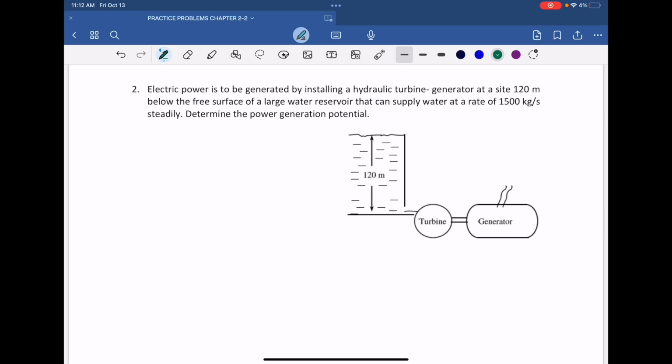Now, they're just asking the power potential of that water. So basically they're asking, in other words, the rate of mechanical energy of that water reservoir. So the first thing we need to do is calculate the mechanical energy per unit mass.